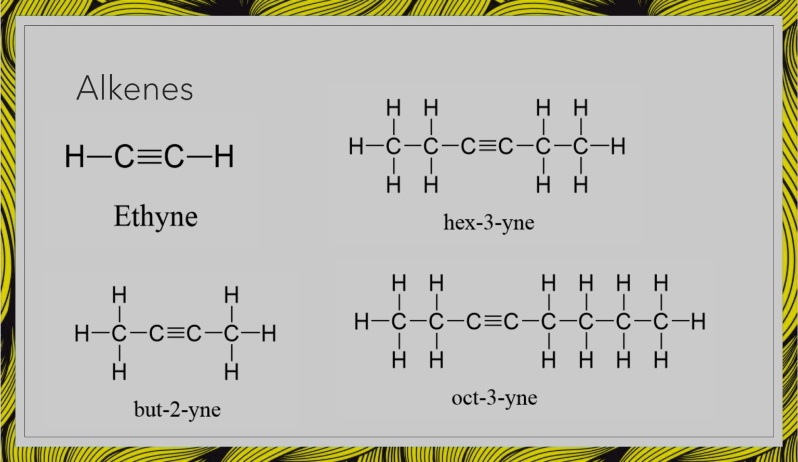Remember, we always number at the lowest. If it was the other way around, it wouldn't be oct-5-yne, it would be oct-3-yne, because we number from the opposite direction. Okay? Always the lowest number.